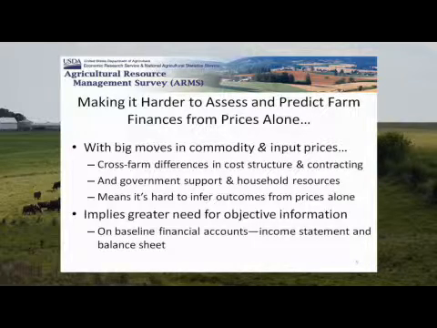All of those make it very difficult to predict farm financial performance on the basis of prices alone, and therefore implies a greater need for objective information on the sort of baseline financial accounts, income statements and balance sheets that are provided out of the ARMS data and ERS farm financial reporting.